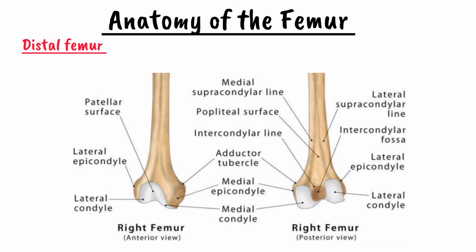These are rounded areas present at the distal end of the femur. Their anterior surface articulates with the patella. On the other hand, their posterior and inferior surface articulates with the tibia and the menisci of the knee. Out of the two condyles, the lateral condyle is larger and more prominent than the medial condyle.